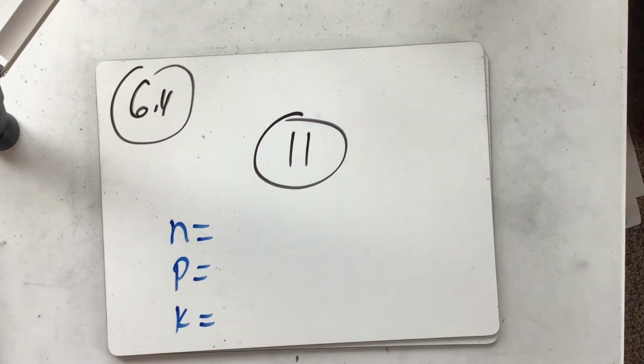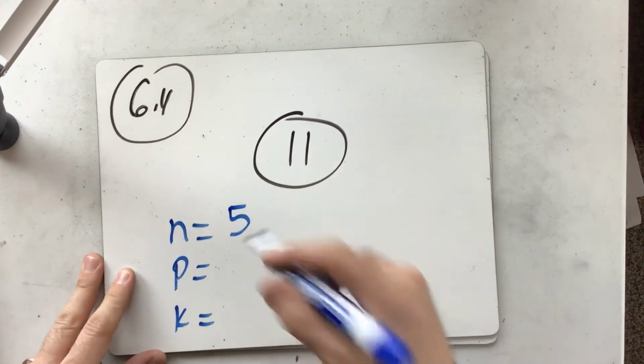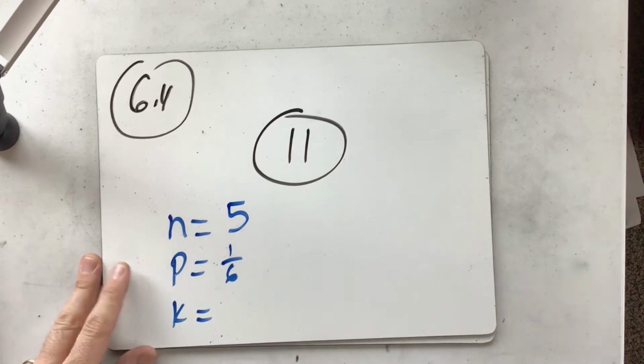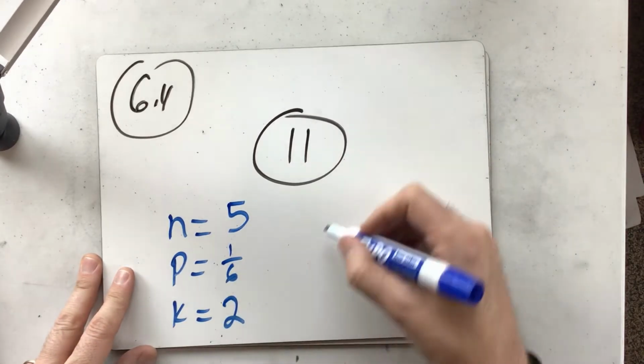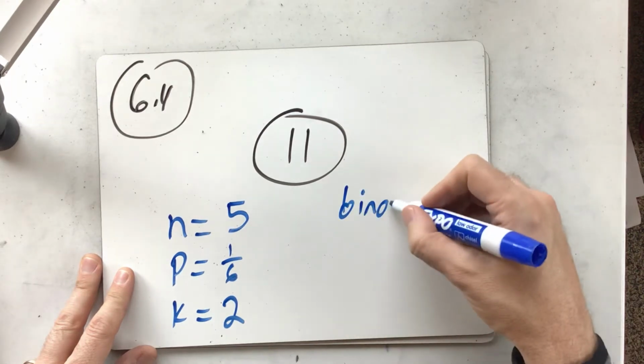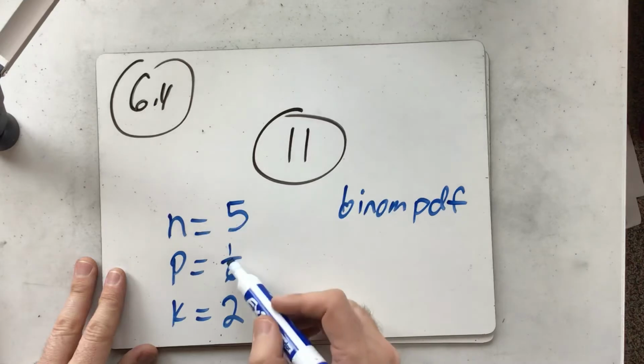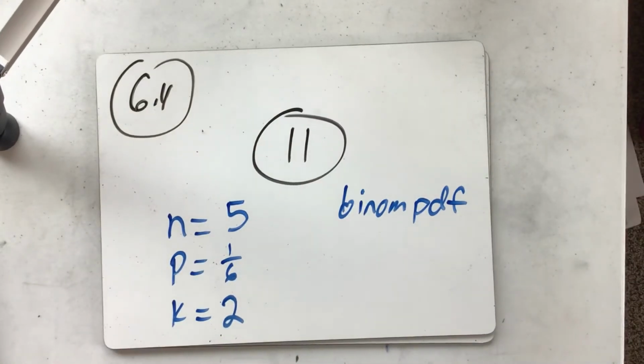Okay, so what we're doing is we're rolling 5 dice. We want to find the probability 2 land on a 6. So we could think of this as a binomial because we can think of it as either it lands on a 6 or it doesn't land on a 6. We have 5 dice. That's how many experiments we ran. The probability of landing on a 6 is 1/6. And we want to know the probability of getting exactly 2. So I'm going to use that binom PDF button. I'm going to put this for my N, P, and my K. And we're going to see what we get.